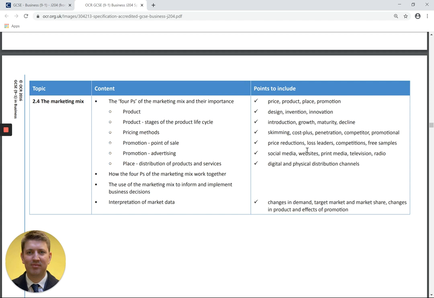Anyway, that was a quick overview of how you guys could use the specification, and just an update and a reminder on how the assessment is. And in the coming days, I'll be putting on more and more lessons for the next few units.